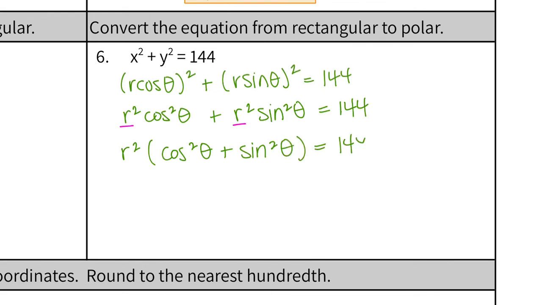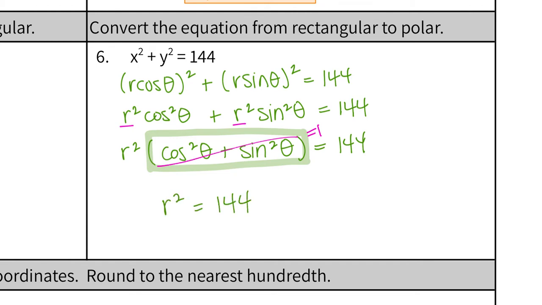Okay, so here's where our previous units come in. This thing that I have in parentheses, that is a trigonometric identity. Cosine squared plus sine squared, that just equals 1. So if it equals 1, I don't really even have to write it. Now I'm down to r squared equals 144. Let's square root both sides. And r equals 12. That is it for that one.